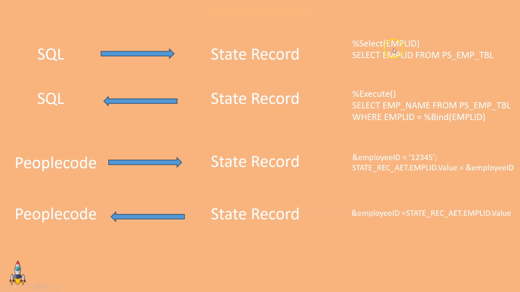Since we have not mentioned the record name of this state record, the application engine assumes that this is for the default state record, and hence it will update the employee ID of the default state record. So this is how it works for the default state record. You do not need to provide the record name. However, let's say you want to set employee ID in a non-default state record. In that case, you need to mention the record name dot field name.